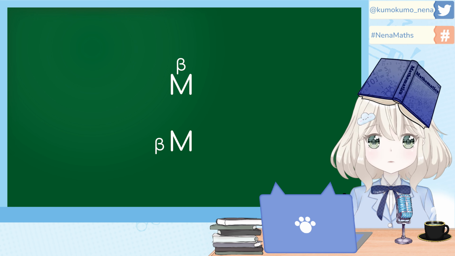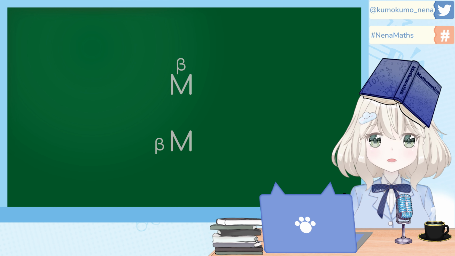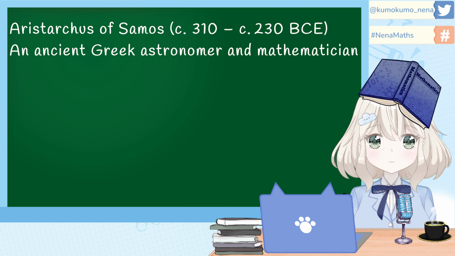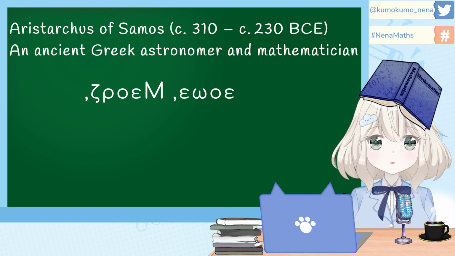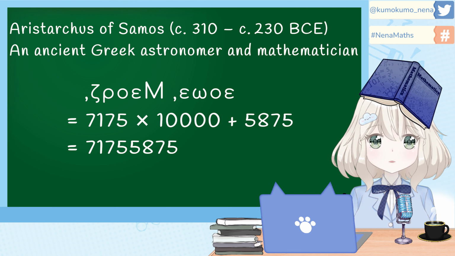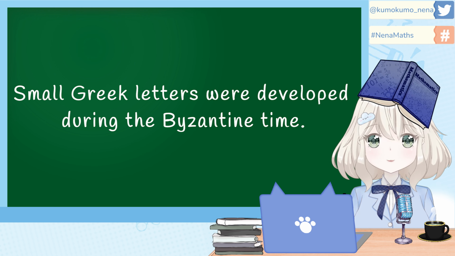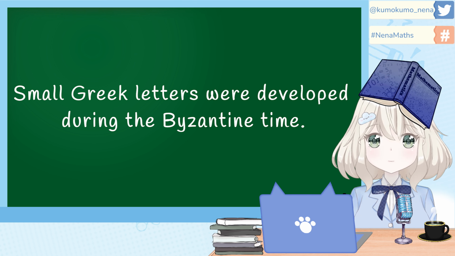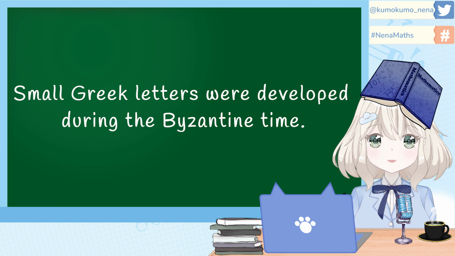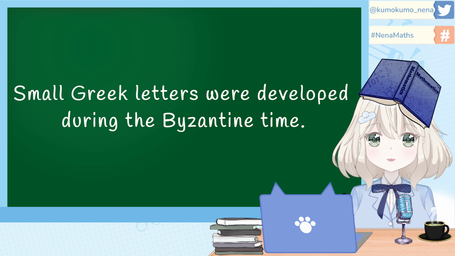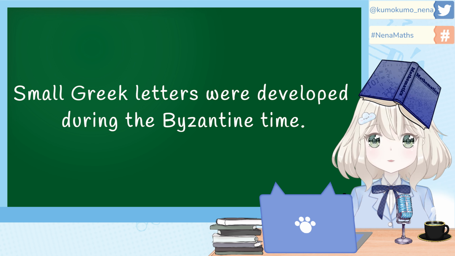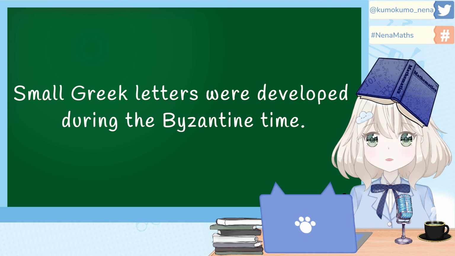This system was commonly used by Greek mathematicians. For example, Aristarchus of Samos wrote 71,755,875 in this way. It's important to know that, even though we use the small Greek letters in this video, they were not used in ancient times. Small Greek letters were developed much later, about AD 800, during the Byzantine time.